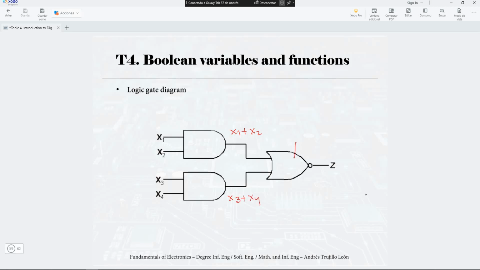And this is a NAND gate. A NAND gate is the complementation, or the negation, of the logic product. So, Z is going to be the product of its inputs, but negated. So we have the function that this logic gate diagram implements.